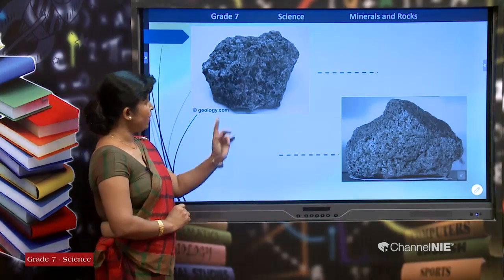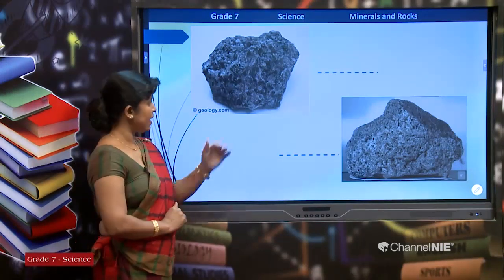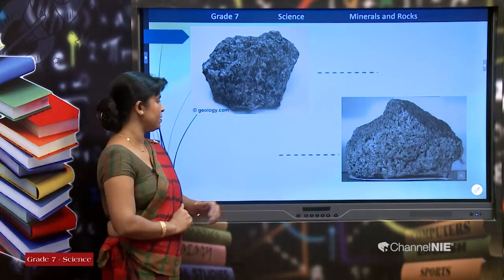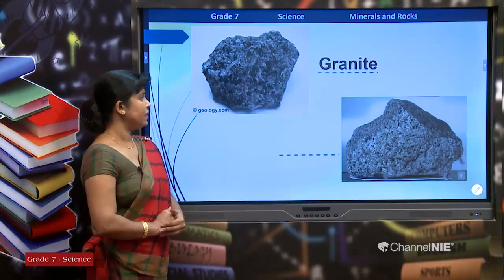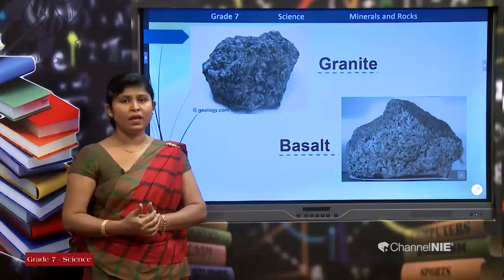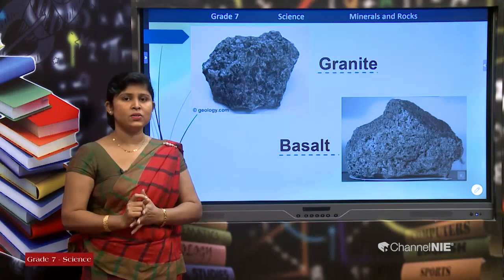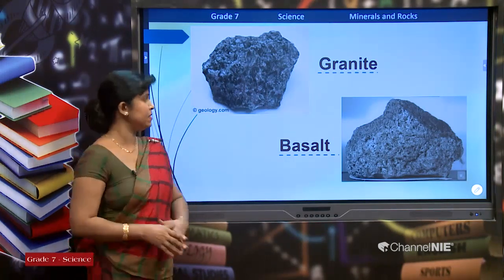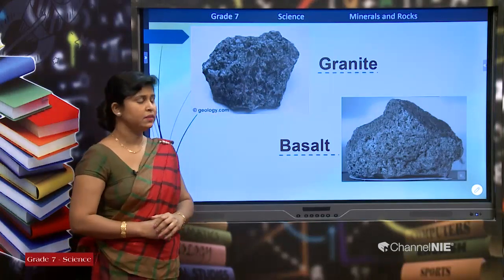Right. Then I have given you two pictures. Here are some examples for igneous rocks. That is granite. We can find granite everywhere in our surrounding. Then this is basalt. Here are two examples for igneous rocks. First one is granite and the second one is basalt. As you have got your writing books in your hand, write down the topic as igneous rocks and put the examples as granite and basalt.